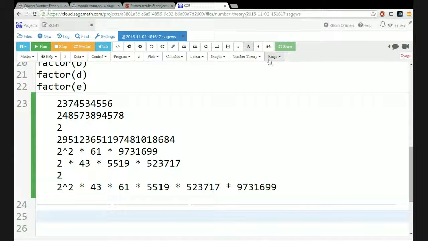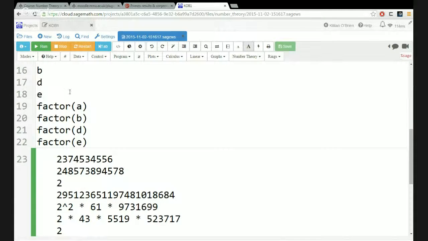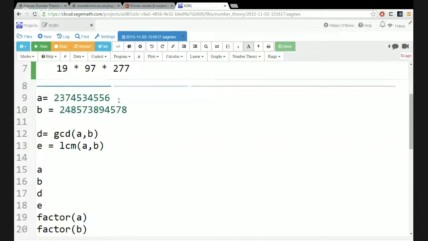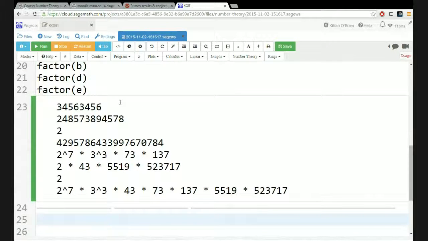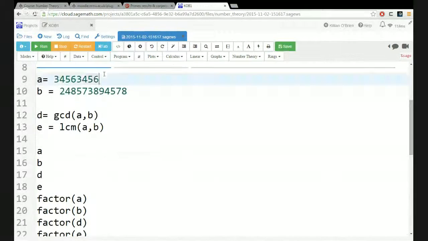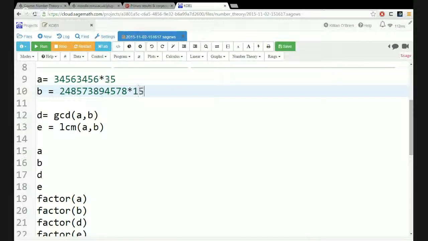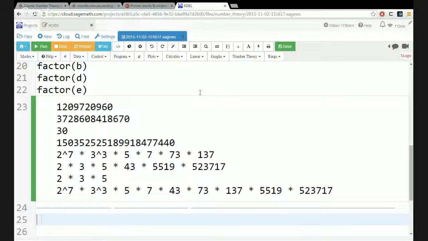Okay. So let's try another A and B that has a bigger common factor. Let's go for this one. When we're choosing random pairs, maybe I'll stick in a multiple of 35. So I've added in some kind of commonality, and here are the original two numbers. They've got a GCD of 30, and this big number is their LCM.